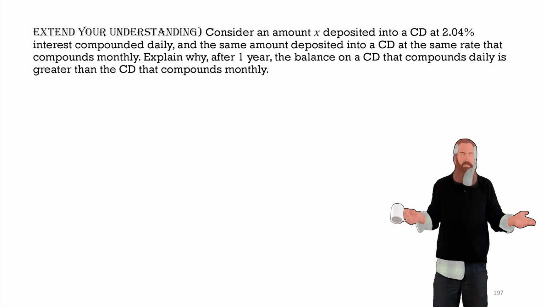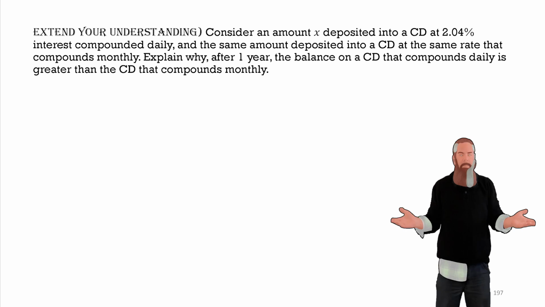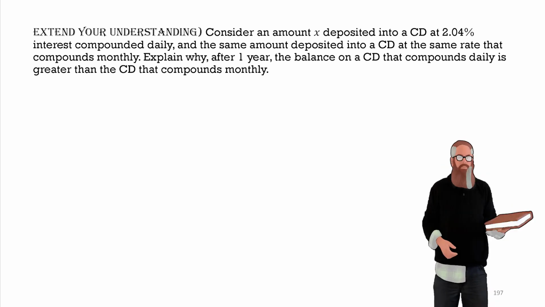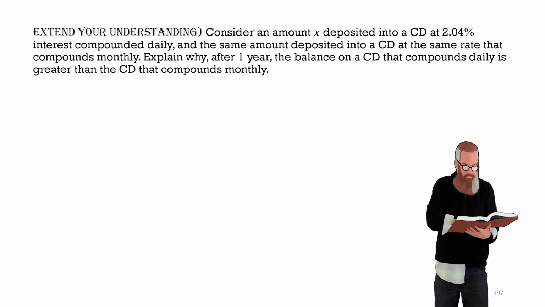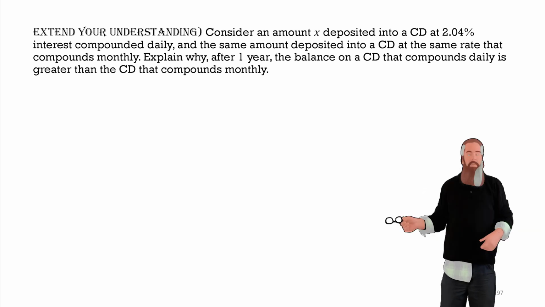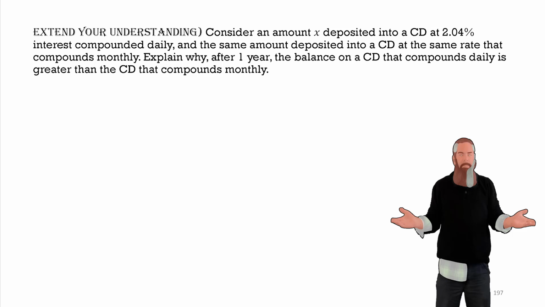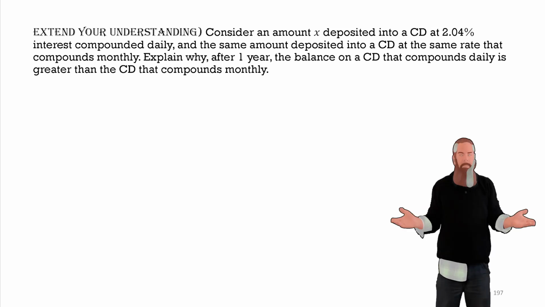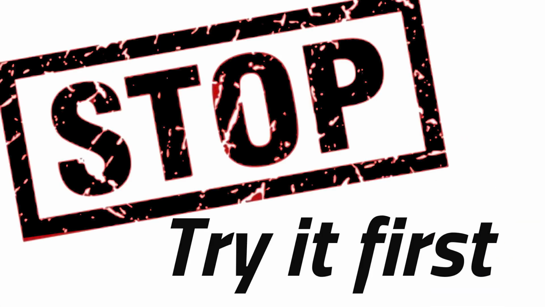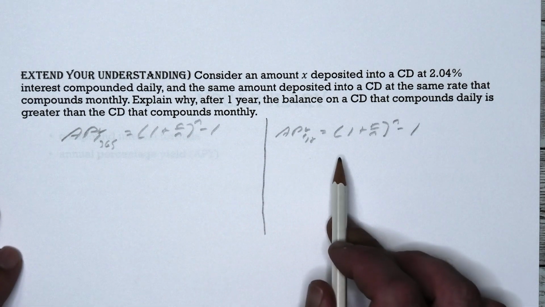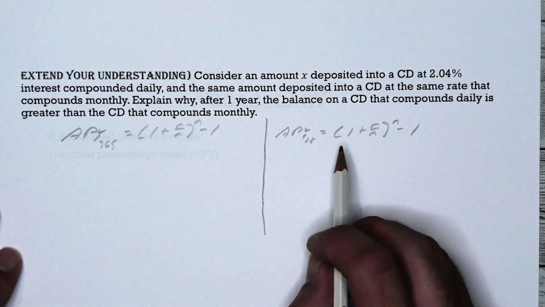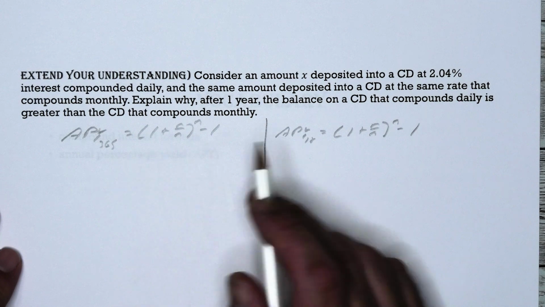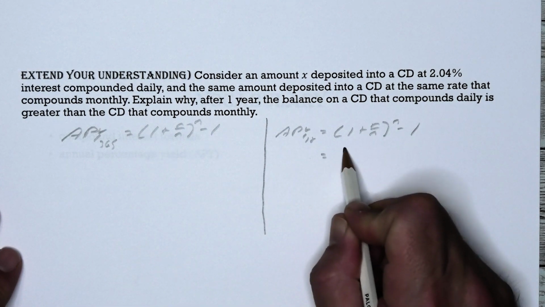Let's extend our understanding of this and consider the amount X deposited into a CD at 2.04% interest compound daily, and the same amount deposited into a CD at the same rate that compounds monthly. Explain why after 1 year the balance of a CD that compounds daily is greater than the CD that compounds monthly. In both cases, we're going to set up an equation just to have the variables. You're going to see I use the subtext 12 or 365 to refer to which one we have.